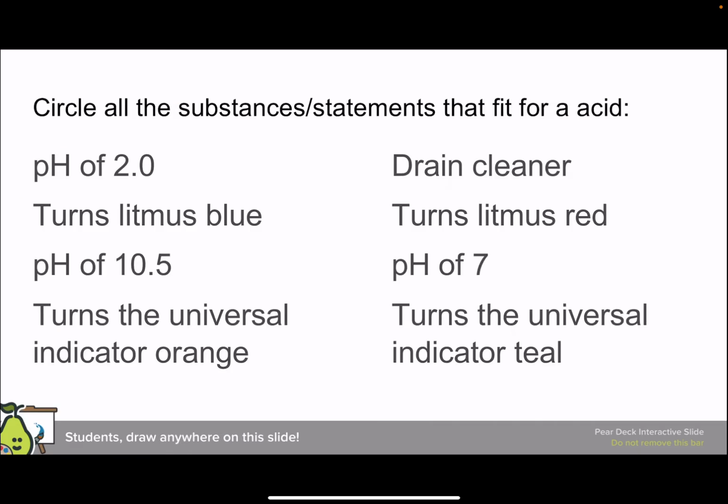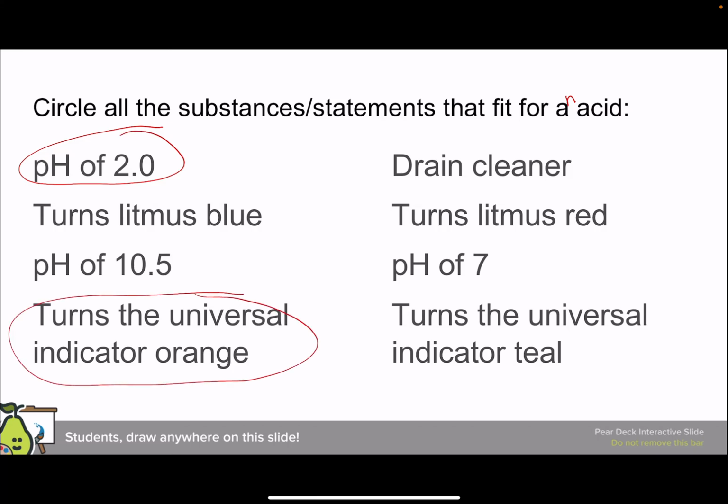So, circle the substance that fit for an acid, we would see yes, it's a pH of 2 because it's less than 7. We would see that it turns the universal indicator orange because remember it's at the beginning of our rainbow, our ROY, our red, orange, and yellow. We would also see that it turns litmus red for it.